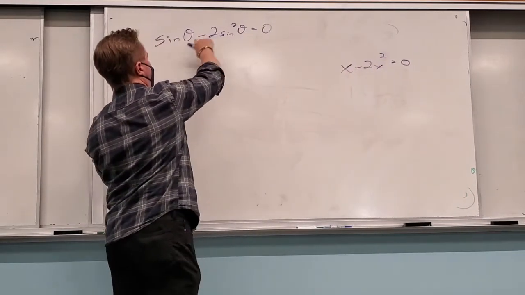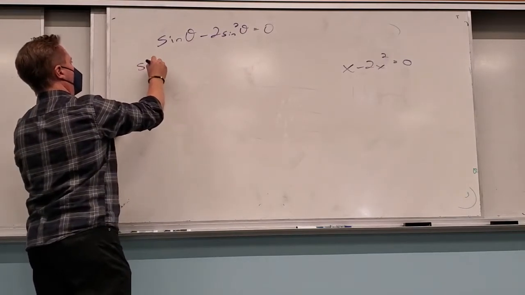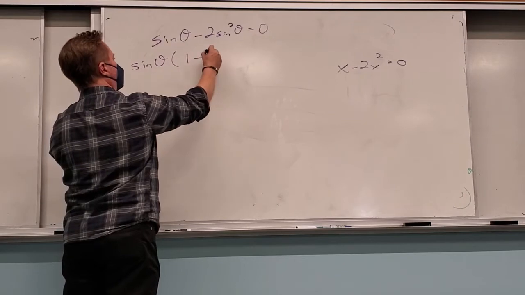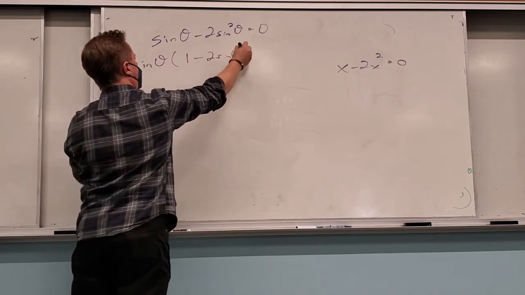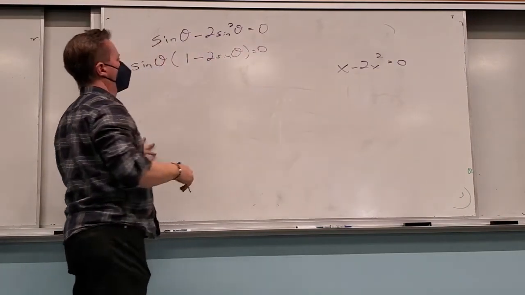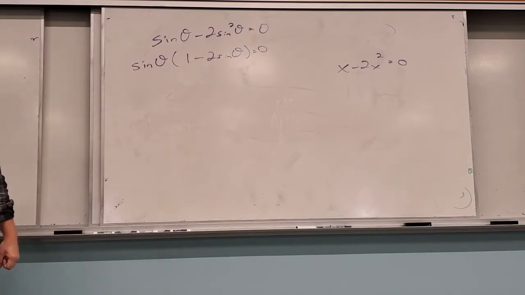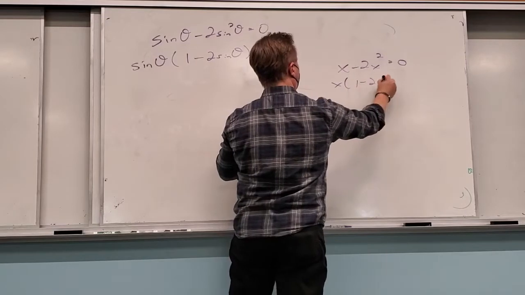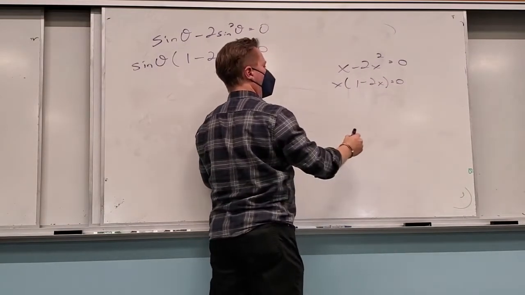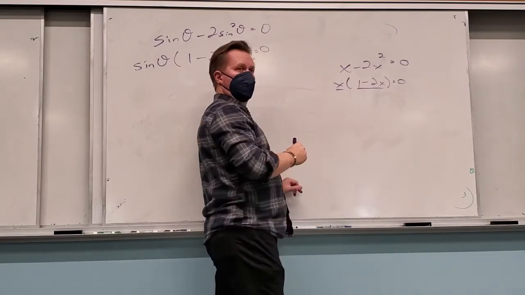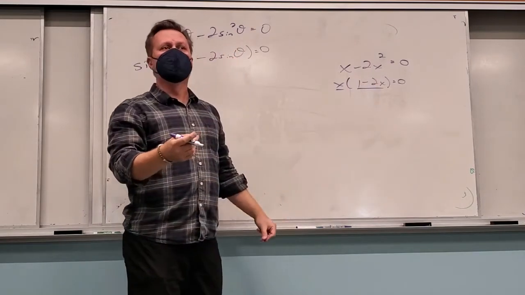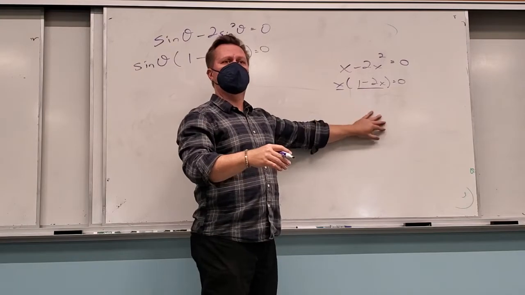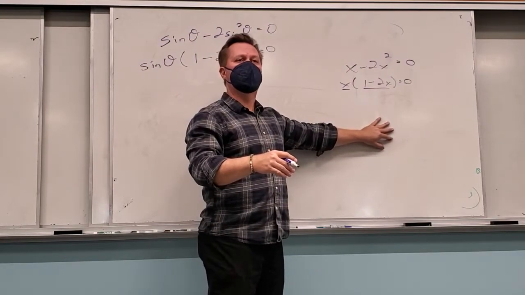Okay, so what comes out? Sine theta. What are you left with? 1 minus 2 sine theta. So then what do you do from there? So over here, if I factor an x out, what's the next thing I would do? What's the next thing I would do? Eliminate the x here with parentheses on your own. Say again?